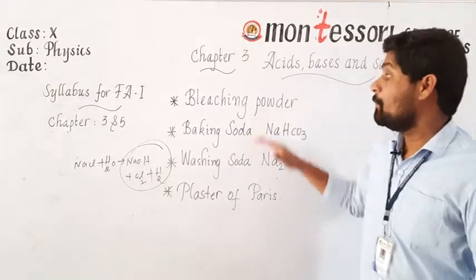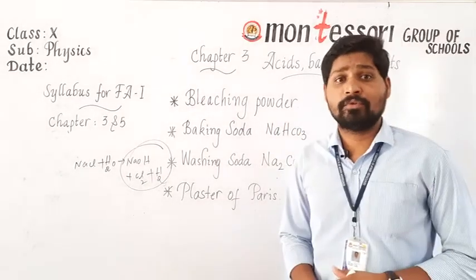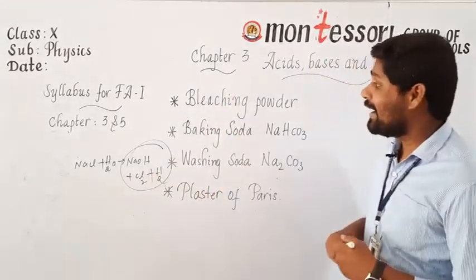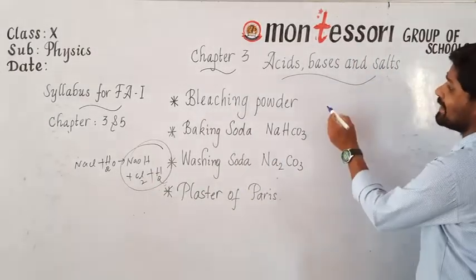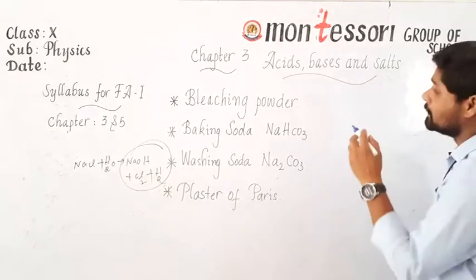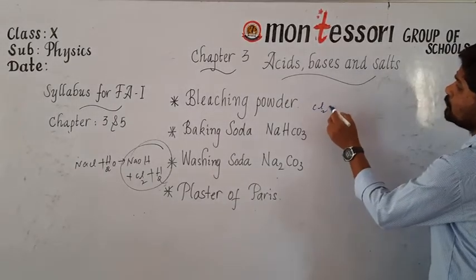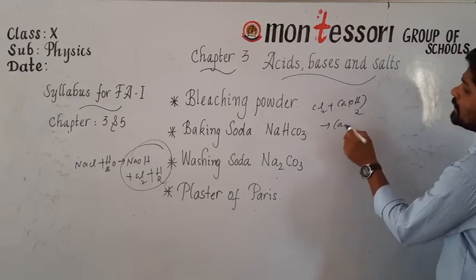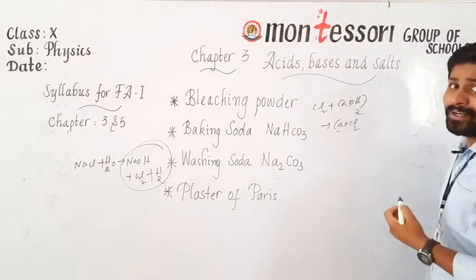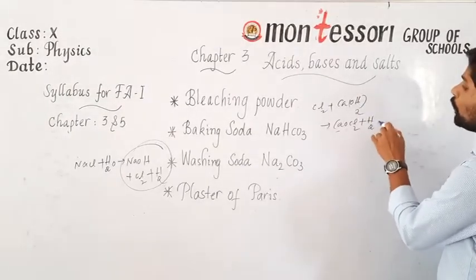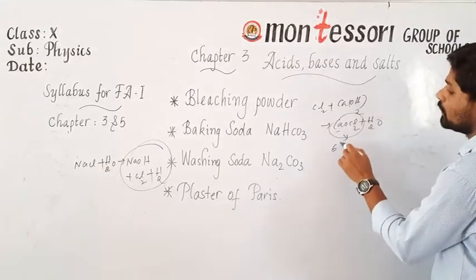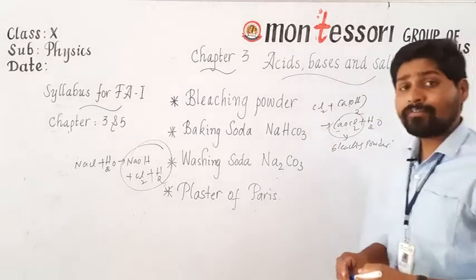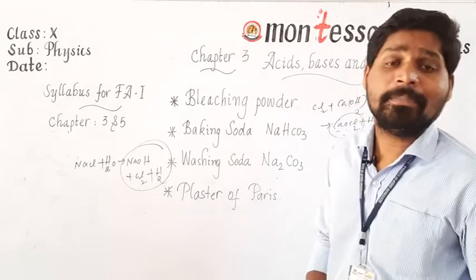The next one is bleaching powder. How do we get bleaching powder? The reaction of chlorine on dry slaked lime will give bleaching powder. See here, Cl2 plus Ca(OH)2 will give CaOCl2, calcium oxychloride, plus H2O. This is what bleaching powder is. So the reaction of chlorine on dry slaked lime will produce bleaching powder.